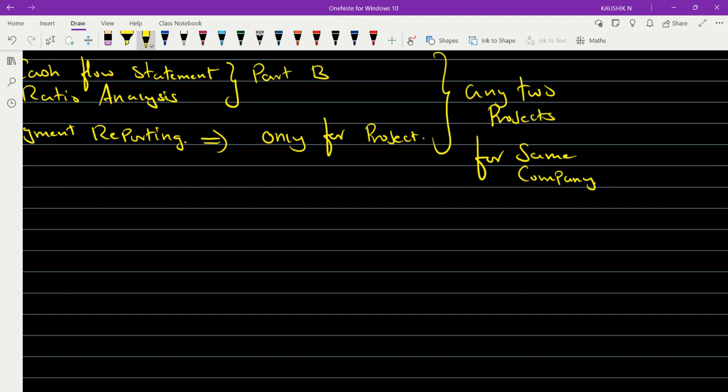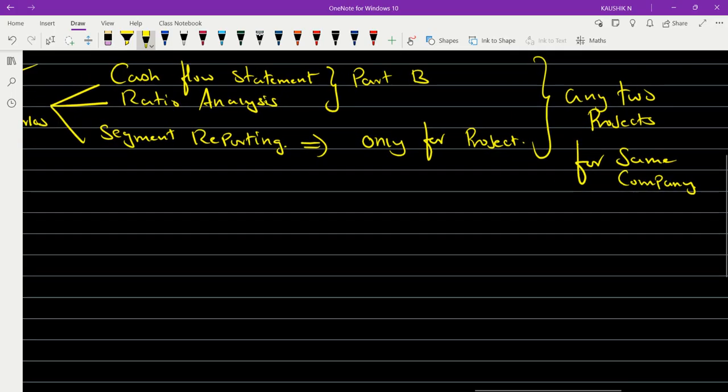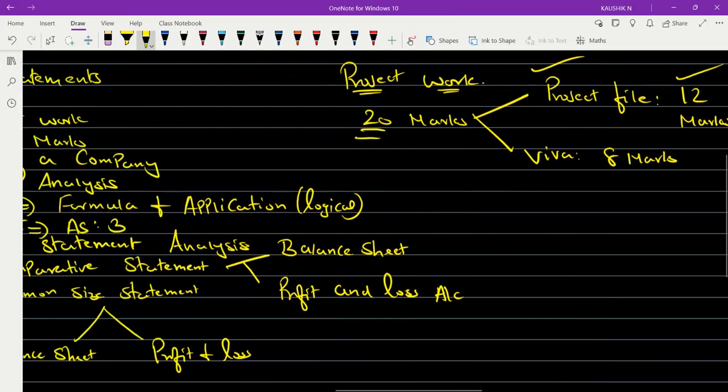So when you're going to select the project, make sure which two out of the three you're going to do. And when you have made your mindset very clear, these are the two I'm going to do the project on, do it for the same company. Don't change your company. Hope I'm making sense to you all. Are you able to understand?